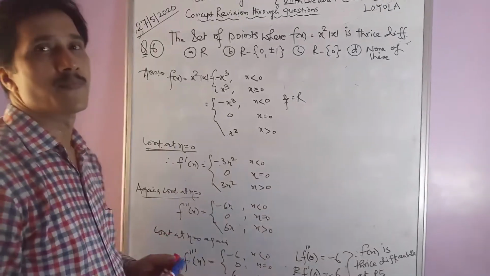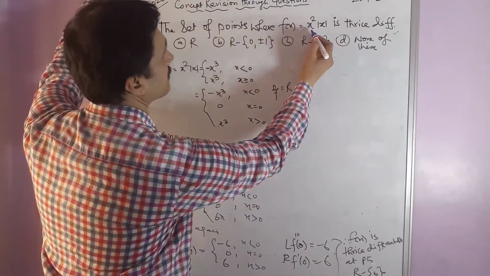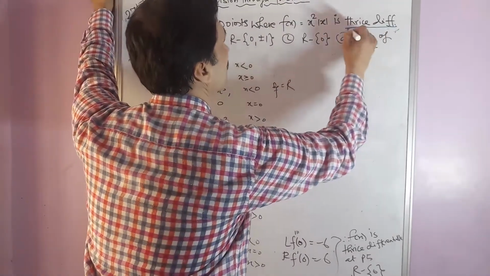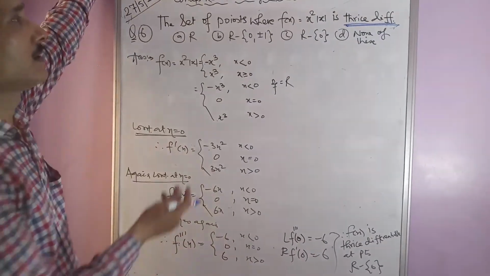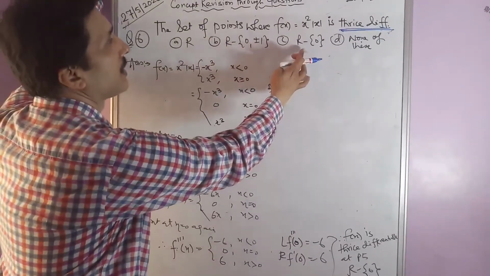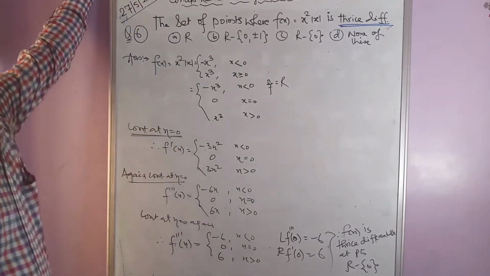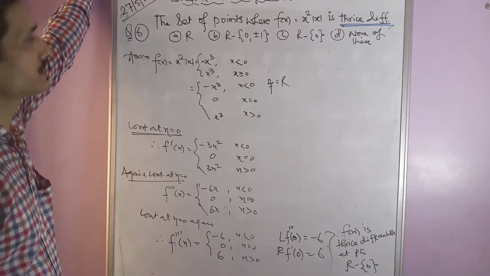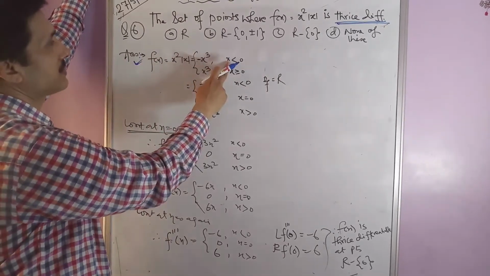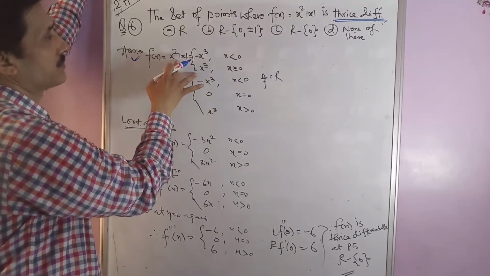The next question: the set of points where the function f(x) = x square mod x is thrice differentiable. Here the first option is R excluding 0, plus minus 1, R excluding 0, none of these. First we redefine the function: x square mod x is minus x cube for x less than 0, and x cube for x greater than or equal to 0.